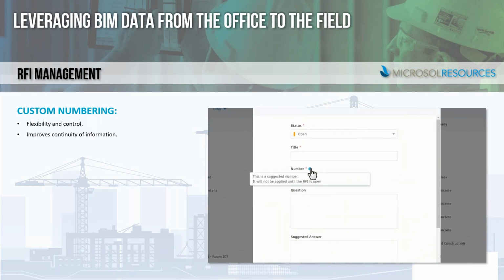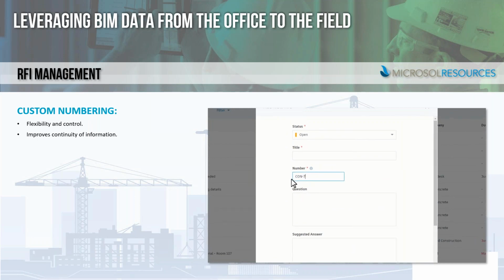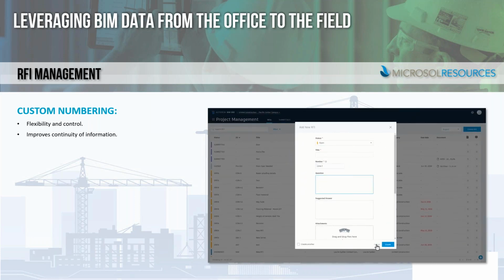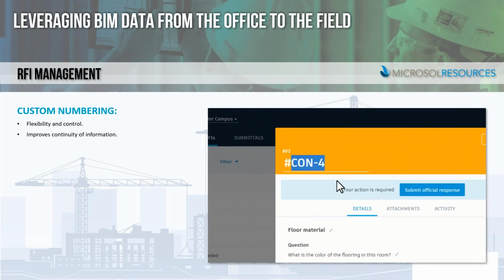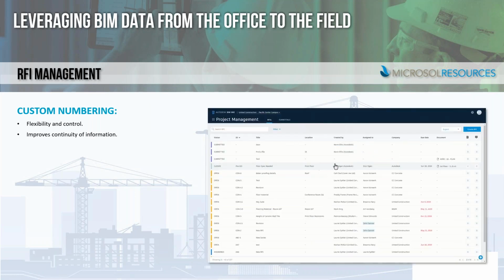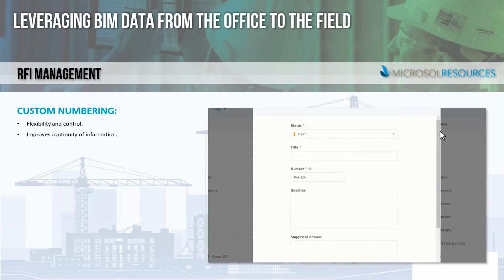BIM 360 also supports the ability to set custom numbers for all of your RFIs to match your current standards. I know not a huge deal, but we can also create sub numbers or point numbers for a version of an RFI if we need to reference a previous RFI.